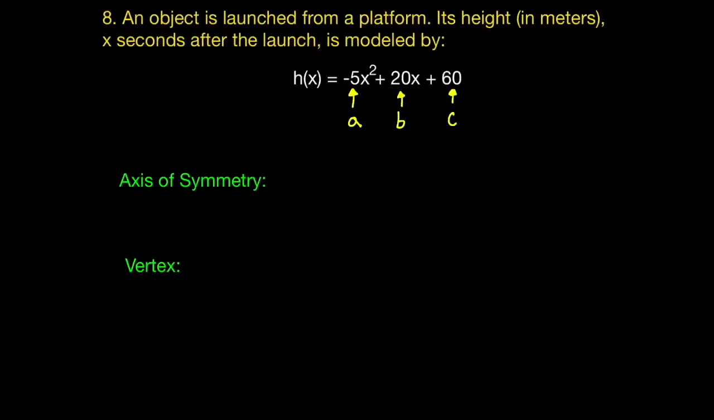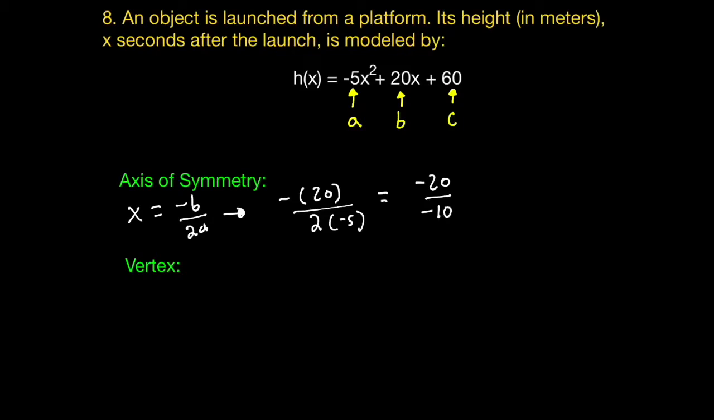Now I'm going to calculate the axis of symmetry. So I need to calculate negative b all over 2a. So my b value is 20. So I'm going to get negative 20. And then I'm going to get 2 multiplied by a. My a value is negative 5. So I'm going to get negative 20 all over 2 times negative 5 is negative 10. And then negative 20 divided by negative 10 will give me a positive 2.